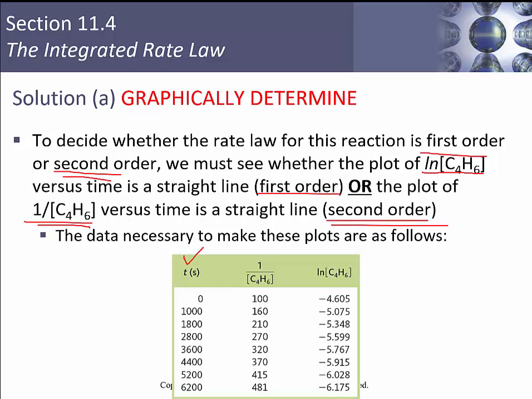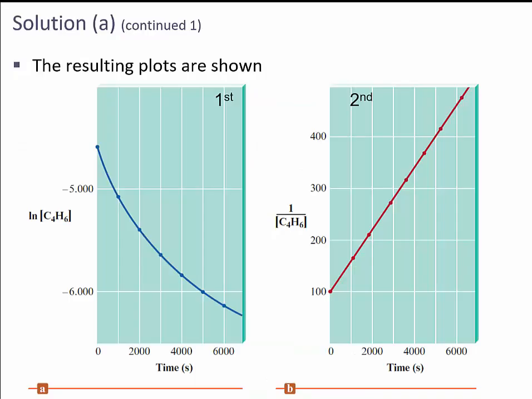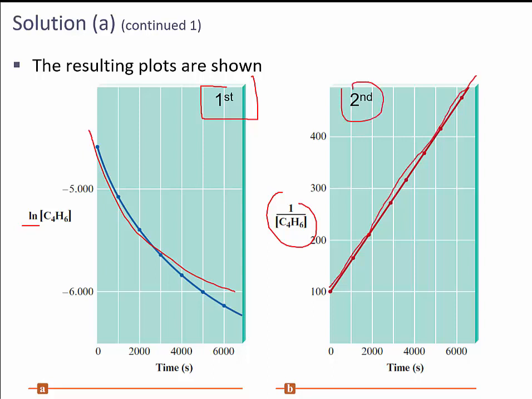So we've got two sets of data. Time is the same. We'll do 1 over and we'll do natural log. The 1 over is going to be for our second, and our natural log is going to be for our first. So we're going to take these, and we'll plot them up. All right, so for our first order, where we're looking at the natural log, it's a curvy line. For our 1 over, where we're looking at a second order, it's a nice straight line. So of these, it is going to be a second order reaction.